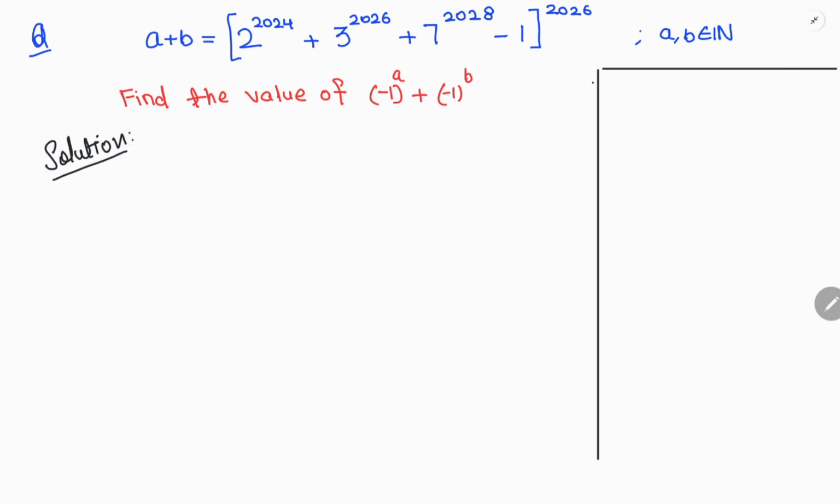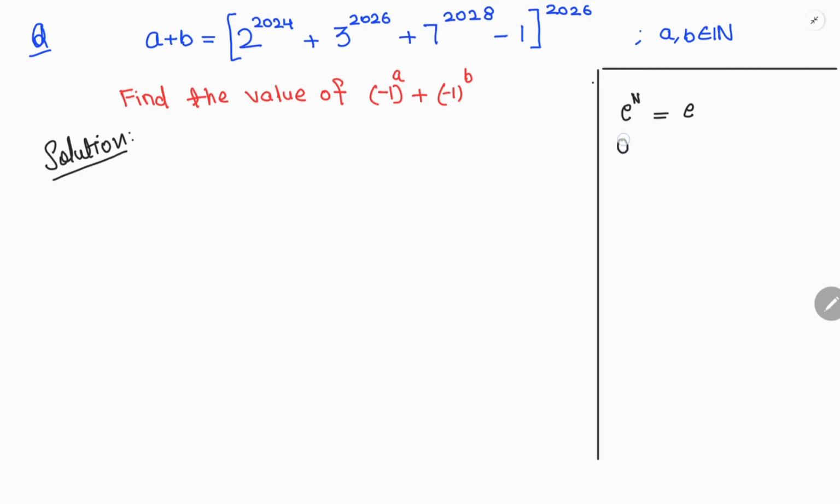For the solution, I will tell you some results. If you have an even number, suppose you have 2 or 4 or 8, any even number, and you find a power of it, any natural number can be the power, right? Like 2 raised to power can be anything. If 2 is even, we know that the result will be even. This is a very important result: even raised to power any natural number will be even only.